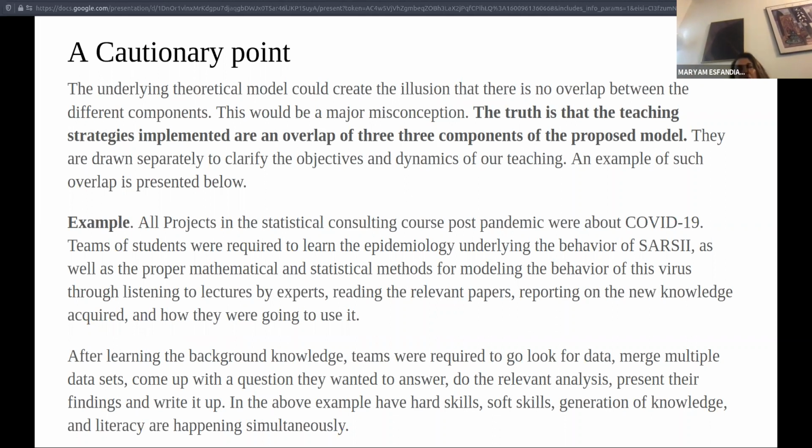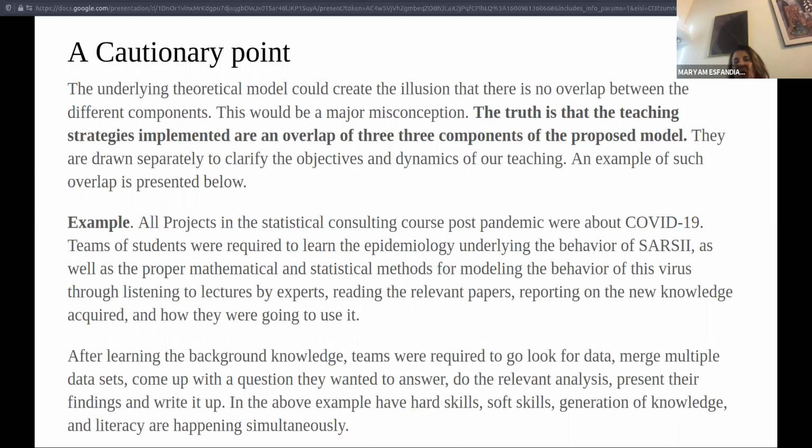What is important I want to bring into your consideration is that sometimes, with the first theoretical model we showed you, with a bunch of compartments on statistical literacy, we don't want to create the impression that these are all separate entities or separate schemas. No, there is a major overlap on all these 3 components. And in teaching, students will be working on all this stuff simultaneously. For example, in the COVID-19 project, teams of students were required to learn the epidemiology behind SARS-2, as well as what mathematical model to use to predict the virus's behavior.